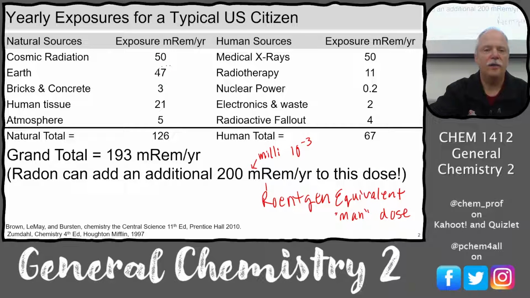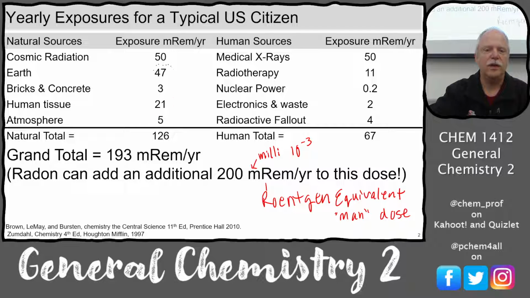Then Earth. So the elements that are in the Earth, many of those are radioactive. So we get 47 millirem per year from that. Some of those substances are made into brick and concrete. We even have radioactive nuclides in our human body. So we have radioactive potassium. Potassium-40 is radioactive. We have carbon-14 because we've eaten plants that have respired the carbon-14 CO2 that came from the upper atmosphere. And then some of that carbon-14 in CO2 is in the atmosphere, so we get some small doses from the atmosphere.